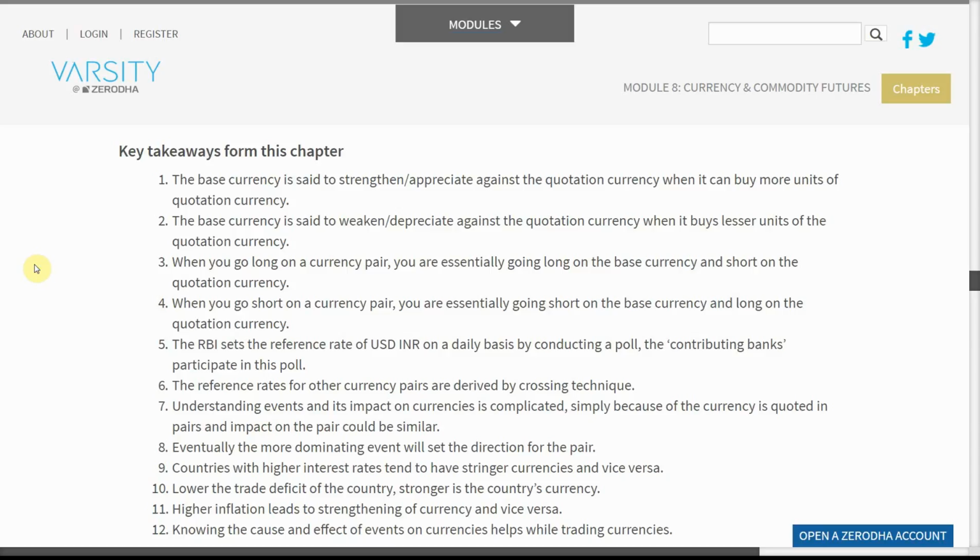When you go long on a currency pair, you are essentially going long on the base currency and short on the quotation currency. When you go short on a currency pair, you are essentially going short on the base currency and long on the quotation currency.